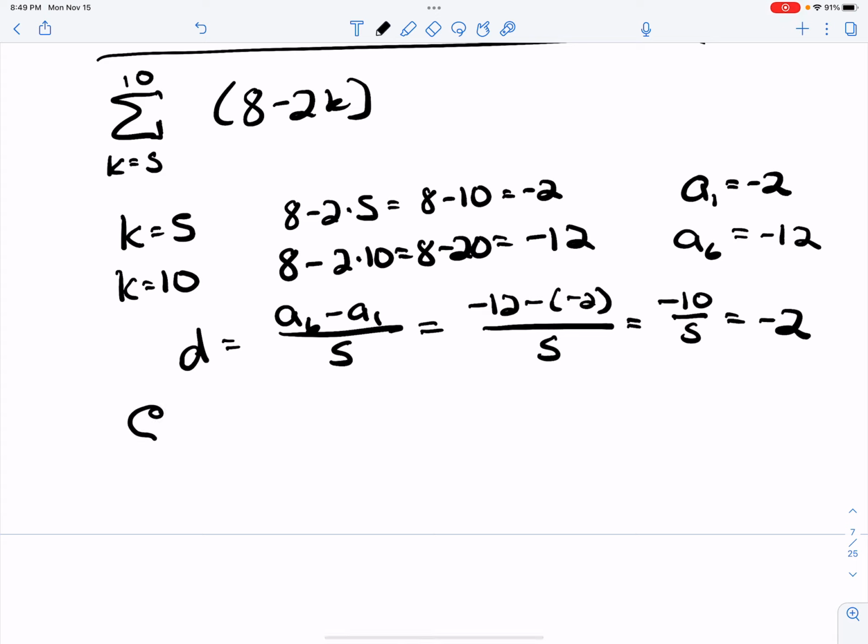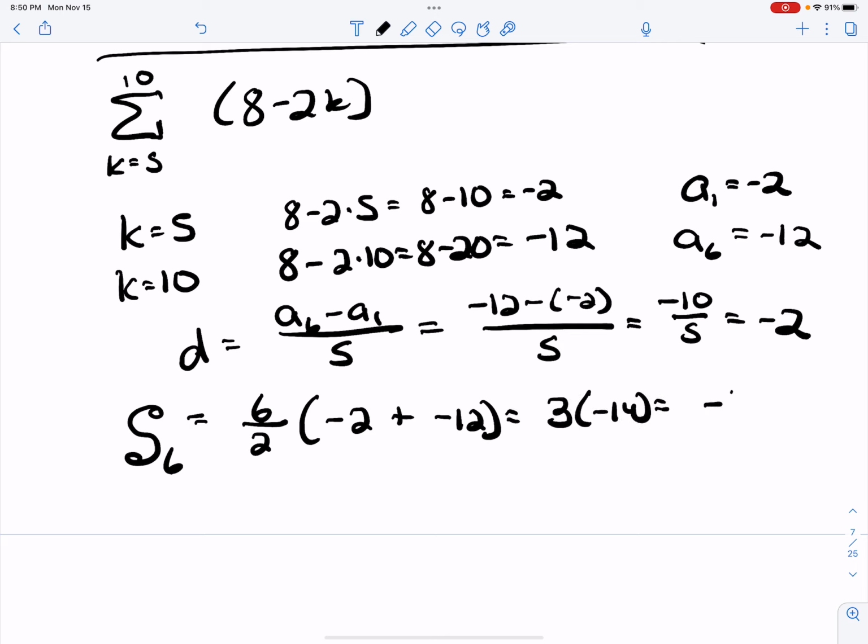And now we're all set for our summation formula. So summing up these 6 terms from a sub 1 to a sub 6, n is 6, so 6 over 2, and then you take negative 2 plus negative 12. So 3 times negative 14, which gives you negative 42. And there you have it.